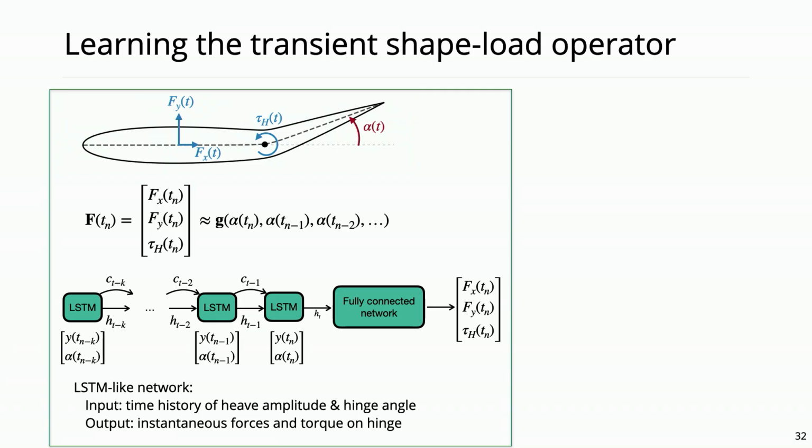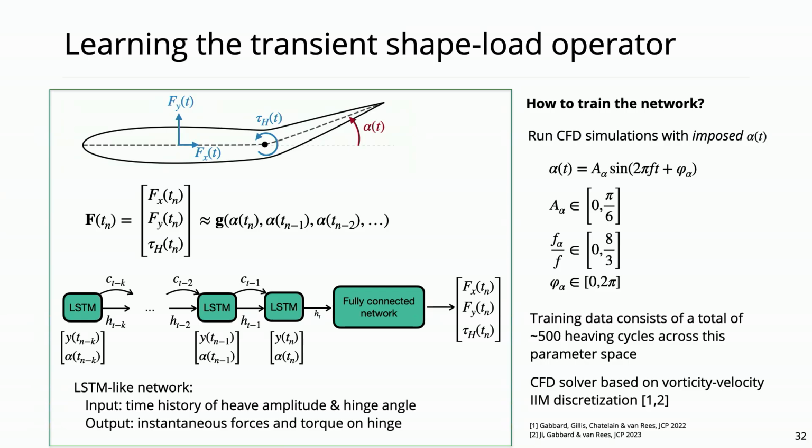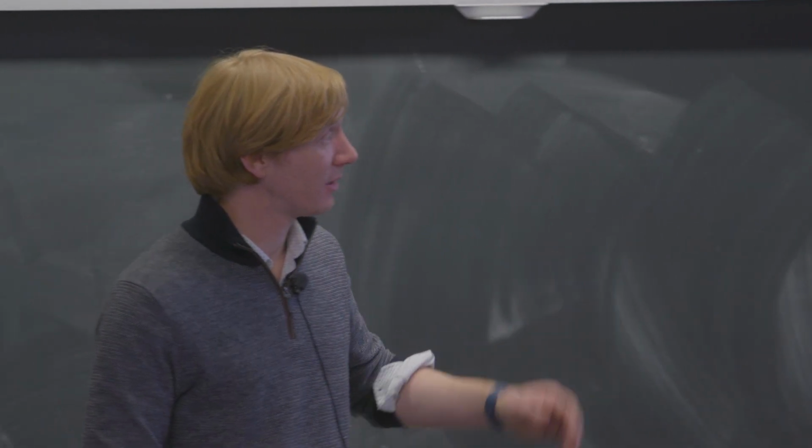And we train that using CFD simulations, where we impose this angle over time. We impose alpha harmonically in this case, with amplitudes in a certain range, frequencies relative to the heave frequency in another range, and all the phase angles that are possible.